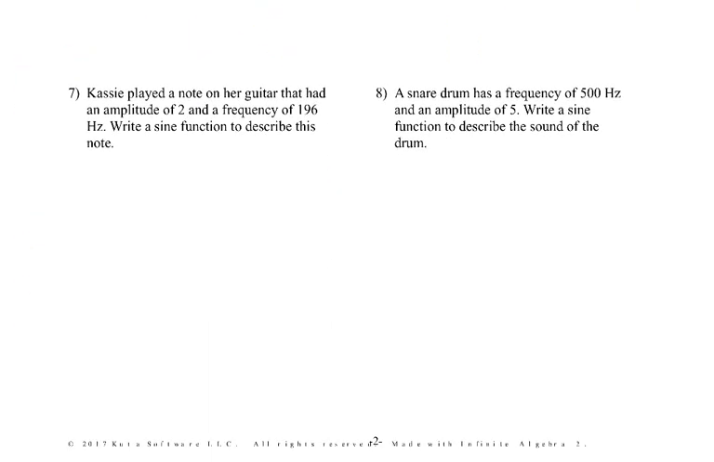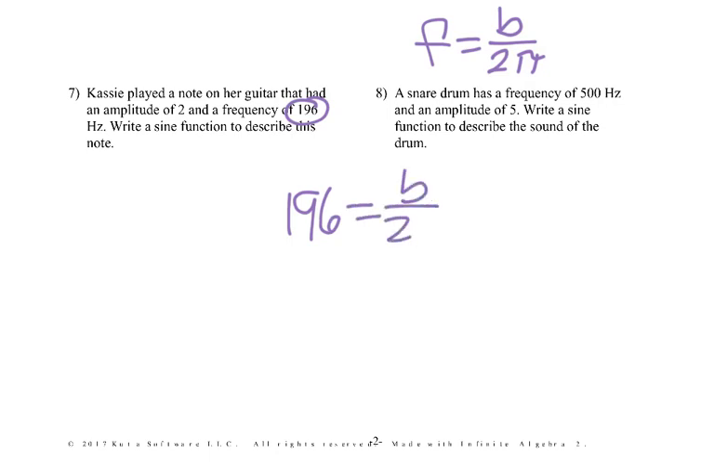Okay, now these last two. It says Cassie played a note on her guitar that had an amplitude of 2 and a frequency of 196 hertz. Write a sine function to describe this note. Now, frequency is kind of the opposite of period. So it's actually b over 2 pi. So, frequency of 196, I'd go 196 equals b over 2 pi. So times by 2 pi. So whatever 2 pi times 196 is going to be my b. And because it's a frequency, I can leave it as pi, and typically that's what they like to do.